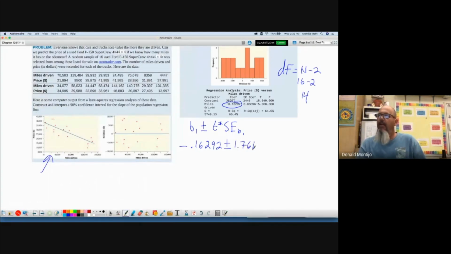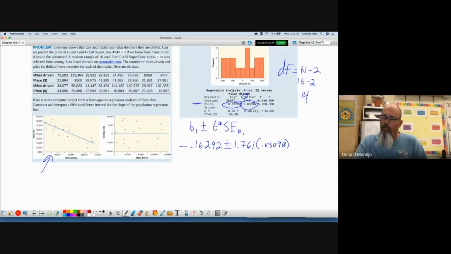Now I need to find the standard error of b. The standard error of the slope. Remember, that's also given to us in this computer printout. The standard error of the slope. So the standard error for us is 0.03096.